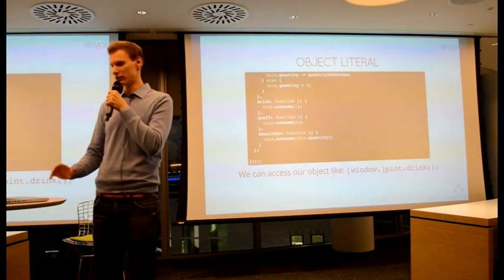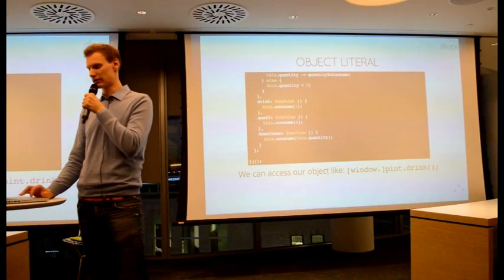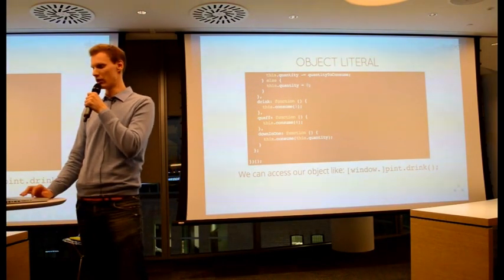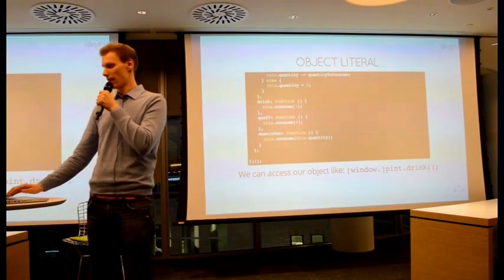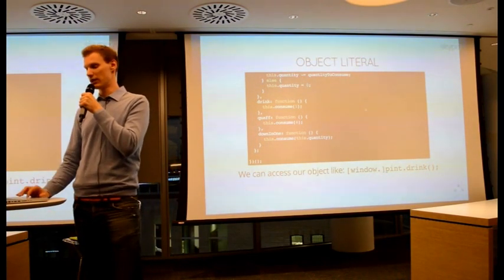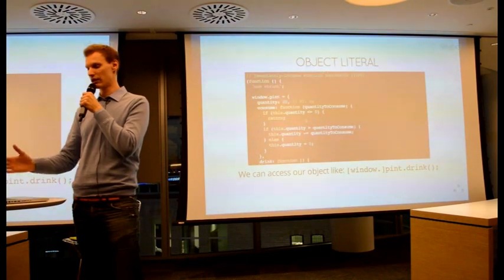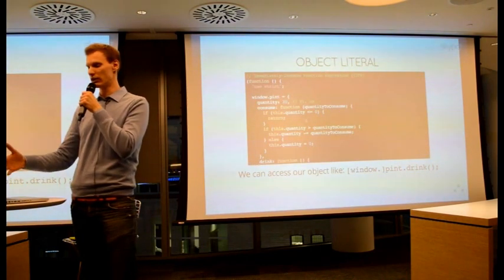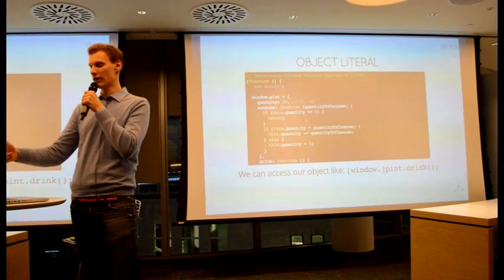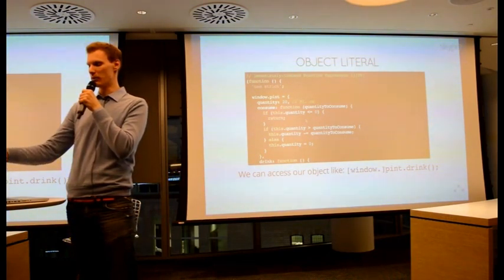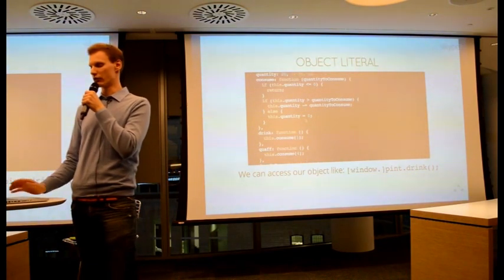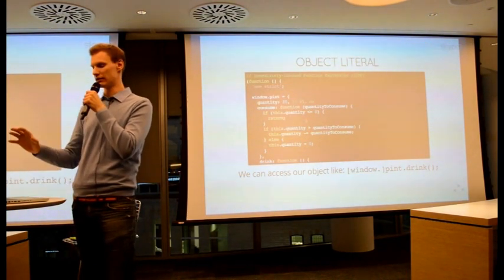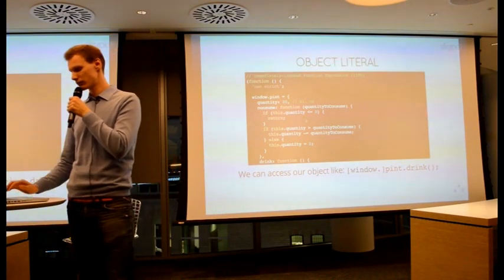And from the outside world, we can simply access our code by window.pint.drink or simply pint.drink. So it will be very simple. In this example, we will not be polluting the global namespace, because the only thing that will end up on the global will be the pint object. Quantity, consume, drink, and the other functions will remain hidden inside the IIFE.